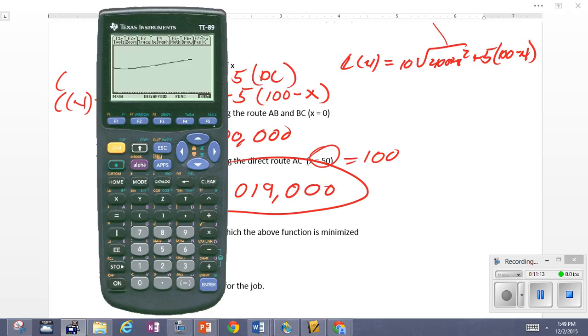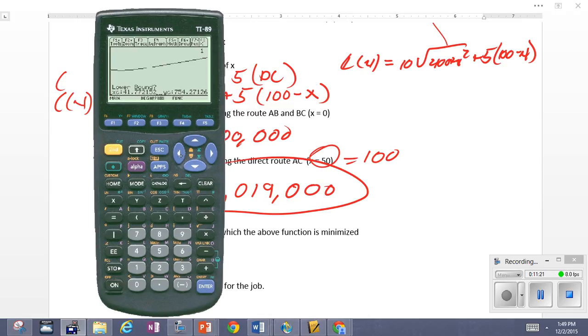All right. So F5 for the minimum. Scrolling to the left, all the way over to the left. Enter, left bound, right bound. This should be covering the low point right about there. Okay, I'm getting 11.5 for $673,000.